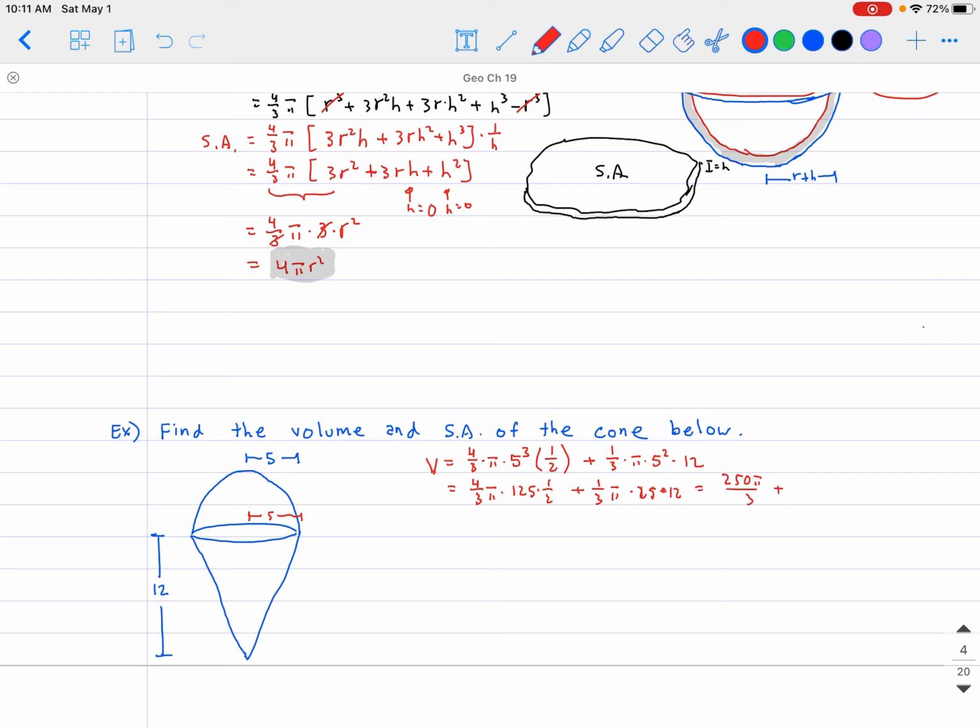And then plus, for the other part, this guy right here is going to give us 300, and then divided by 3, that's going to be equal to 100. So plus 100 pi. So that is going to be our total volume for the whole thing.